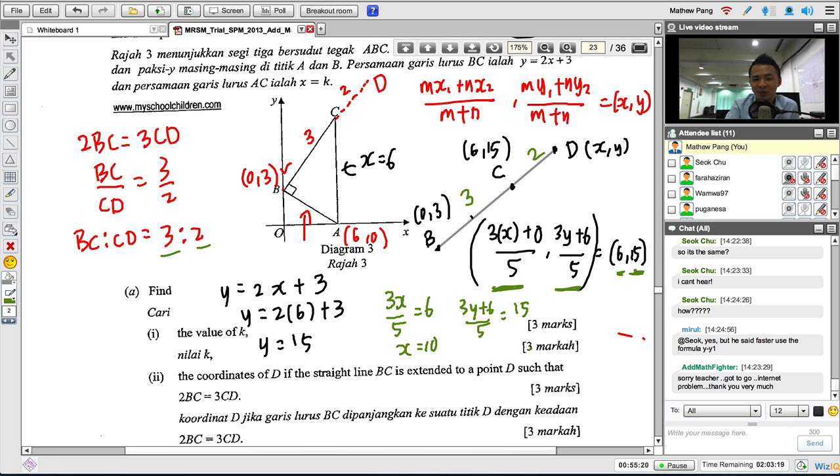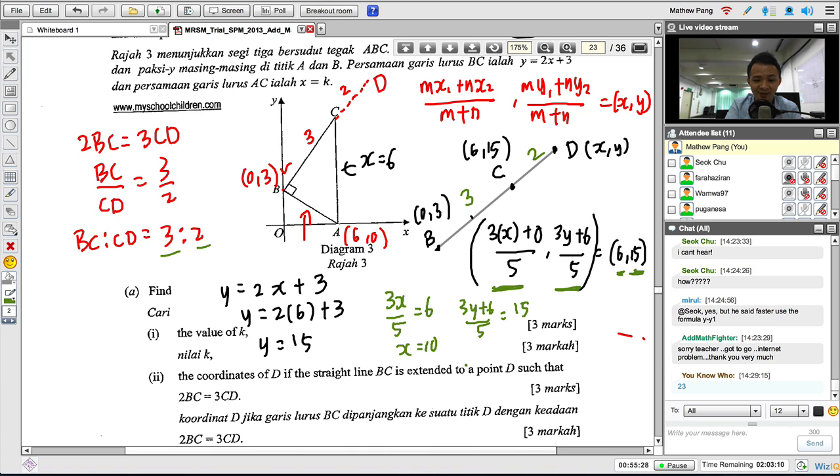Then for this one you have to press the calculator. Let me just press the calculator. 15 multiplied by 5 and then minus 6 divided by 3, 23. So y equals 23. Then we got our coordinate D is 10 and 23.